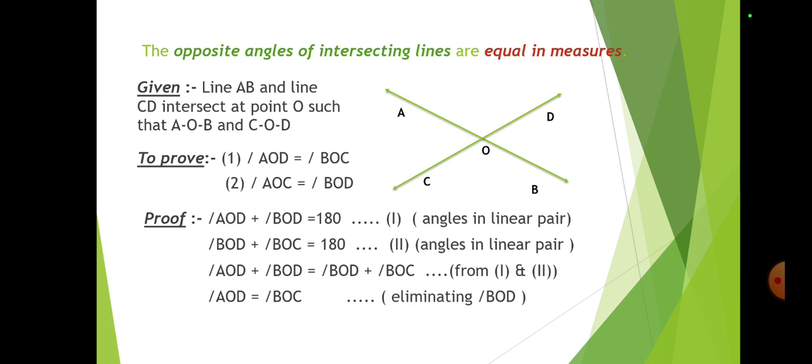This is the proof of this theorem. Only the linear pair principle has been used here. They can be added to get 180 degrees, and the first statement and second statement are written, and according to the first and second statements they are equal. We eliminated BOD and we got AOD is equal to BOC. Similarly, we can prove the second one, that is AOC is equal to BOD. So when you use these steps, then proving any theorem is very easy. No need to memorize. Thank you.